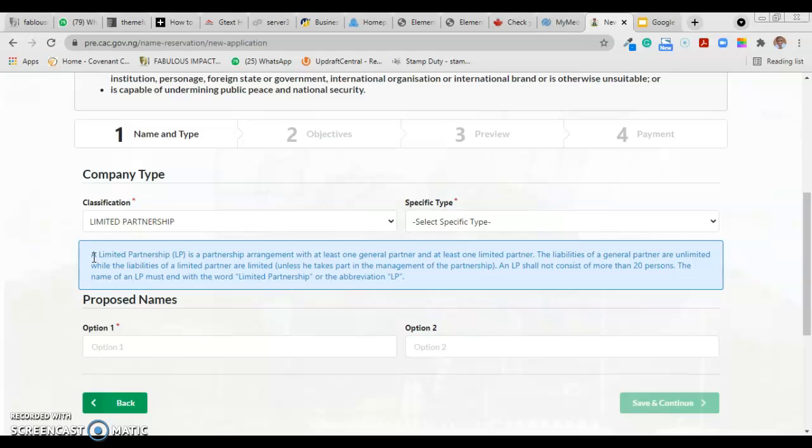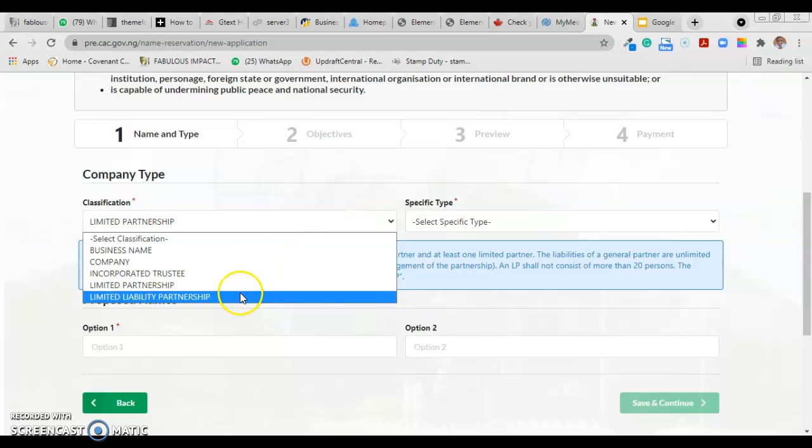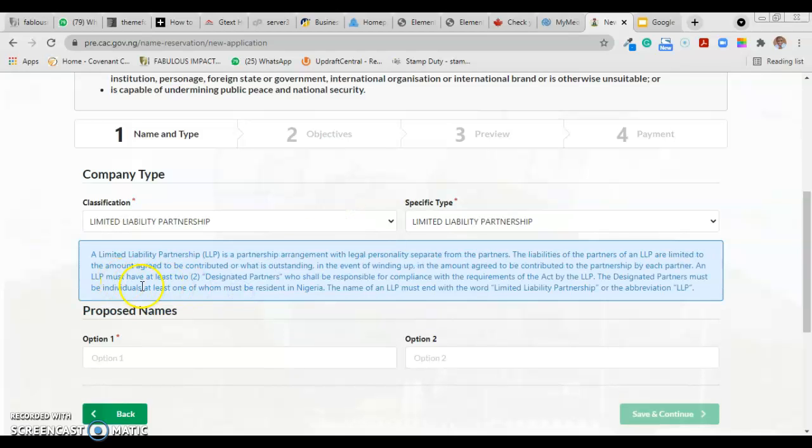All right, so that is to say that when you are doing a name reservation for a limited partnership, you must include LP or limited partnership as an extension, or suffix, of the name. Okay, so that is it. Now, the same thing applies to limited liability partnership. You can see limited liability partnership is LLP.